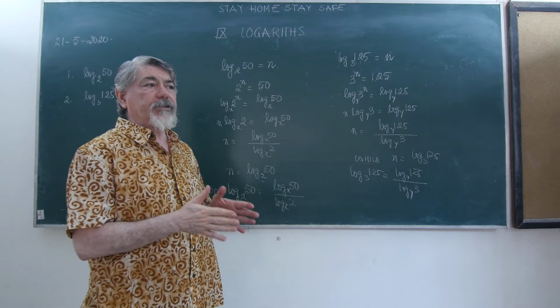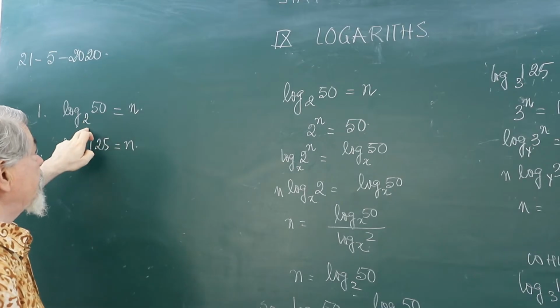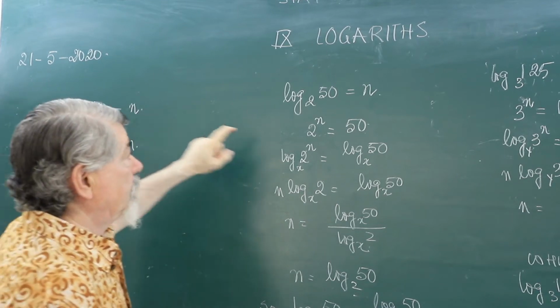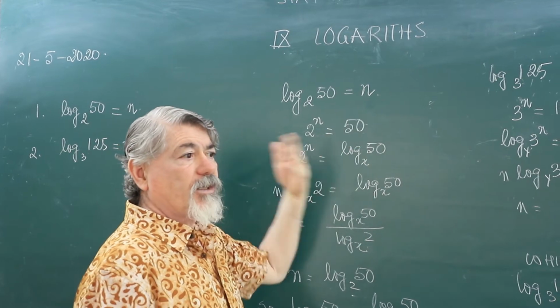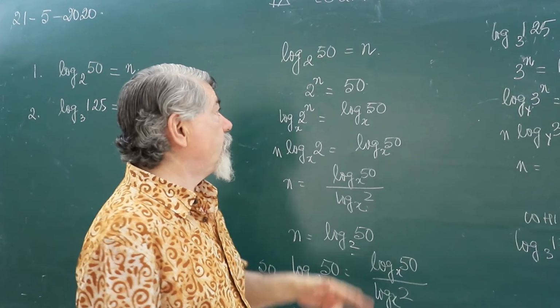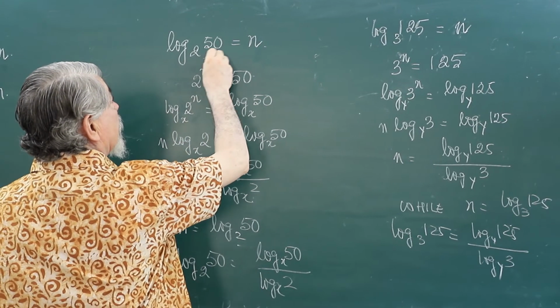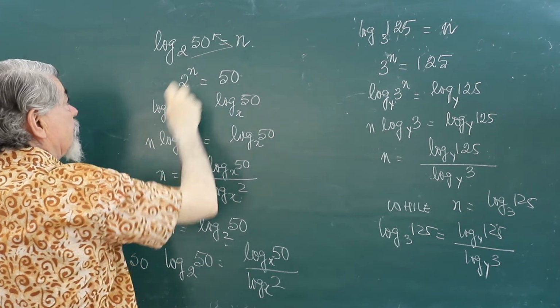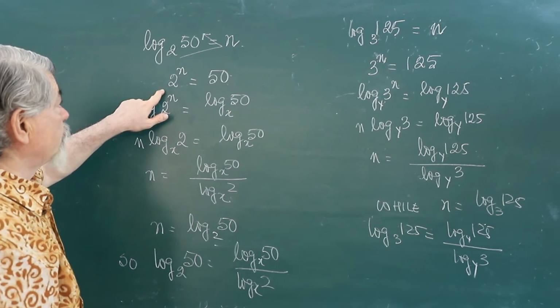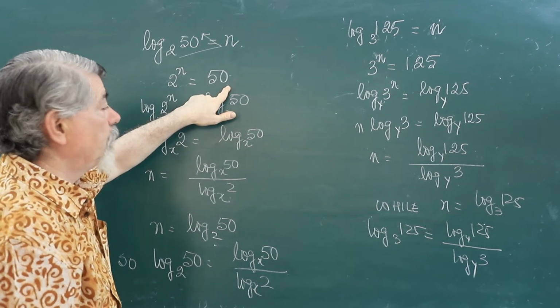The last formula which we were discussing was about change of base. If we want to change the base of a logarithm, for example, log 50 to the base 2 is equal to n. From logarithm, let us change it to index form. I told you that when we change it to index form, 2 to the power n is 50. The exponent is always the log. So 2 to the power n is equal to 50.